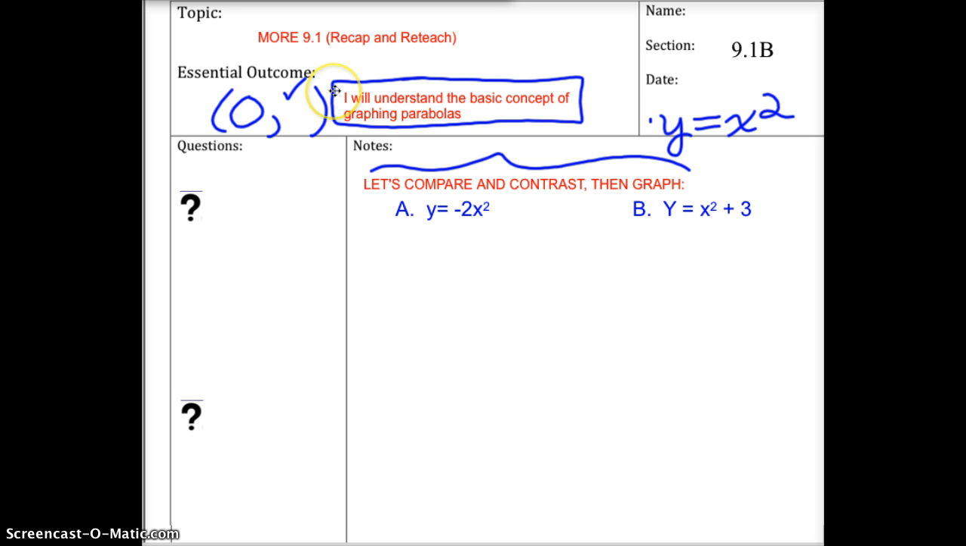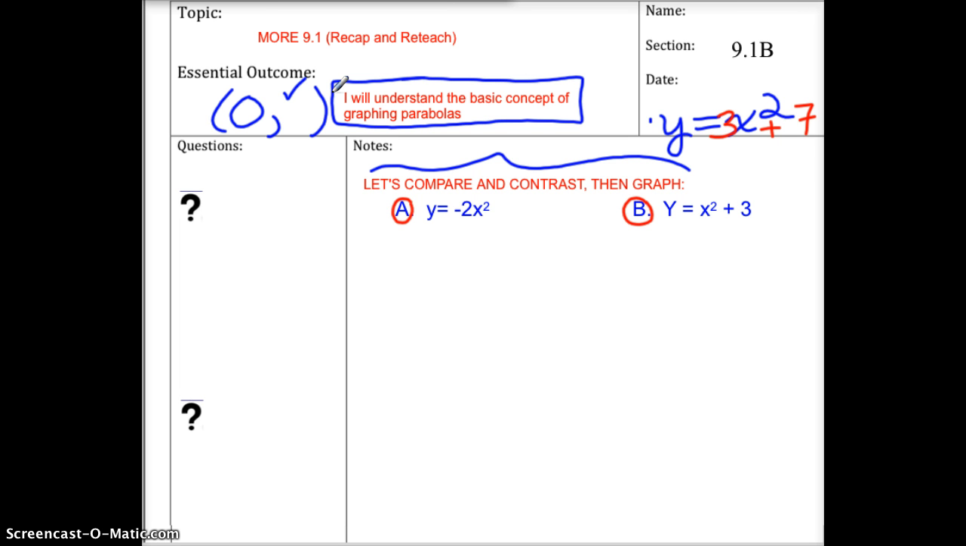And we talked about the effect that the addition of a number out front, like say 3, and a number off the end, like say 7, has to the graph of that parent function. What do they do to it? And so let's take a look here. I've got two quadratic functions, two parabolas represented by their equations. One of them's y equals negative 2x squared. The other one's y equals x squared plus 3.